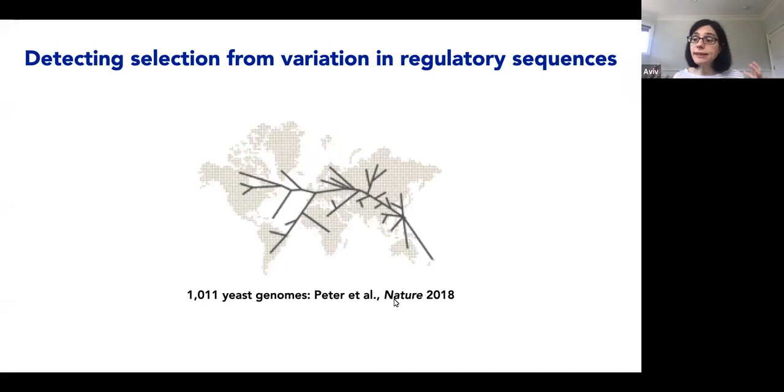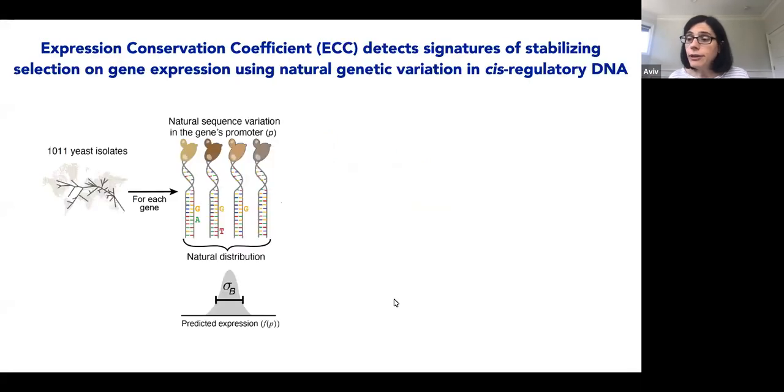Now let's move from these idealized regimes to see if our model can help us understand the imprint of selection in naturally varying sequences. For this, we used the great data from the Peter et al. paper, which sequenced the genomes of 1,011 Saccharomyces cerevisiae strains. And we wanted to use our model to build a score of signatures of selection on regulatory sequences. As an analogy for what we did, think about how we use the genetic code as the basis for a score like dN/dS for selection on protein sequences. Now, how do we do this?